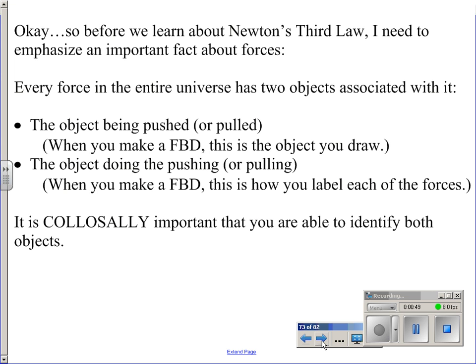Before we learn about Newton's third law, I need to emphasize a really important fact about forces, and that is this: every force in the entire universe, without exception, has two objects associated with it. Okay, so here's the two objects.